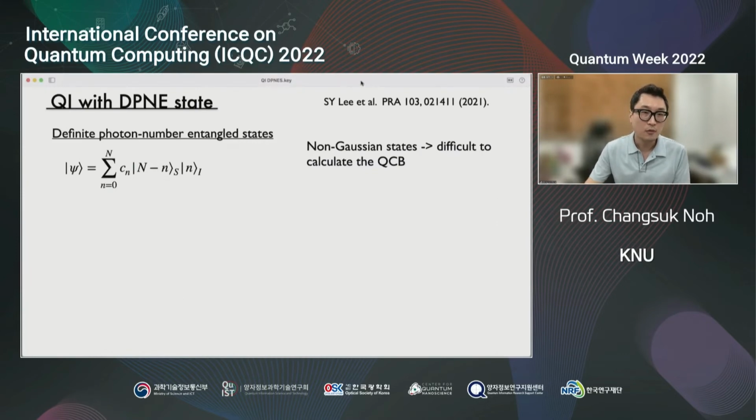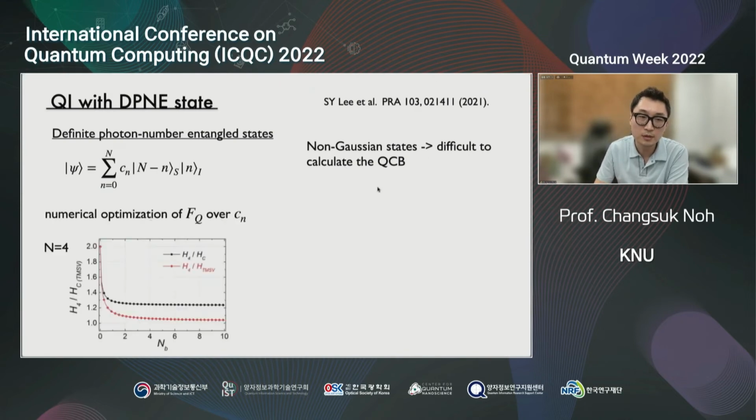Okay, now we are almost ready to come to our work with the definite photon number entangled states. So this one was first studied in the quantum illumination case by Suyong Lee in this paper and others. This is n photon numbers shared between the signal and the idler mode. It's a general state. It's a non-Gaussian state, so it's difficult to calculate the QCD, the Changsuk bound. So they calculated it numerically and optimized this.